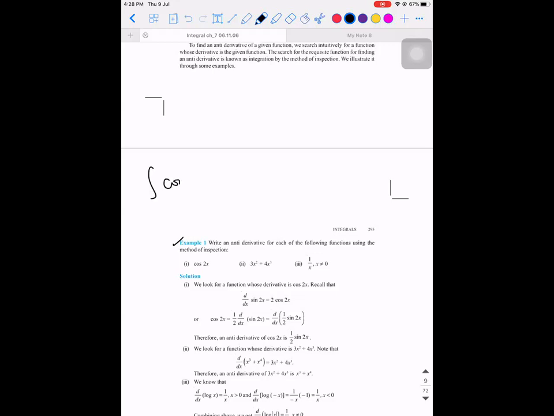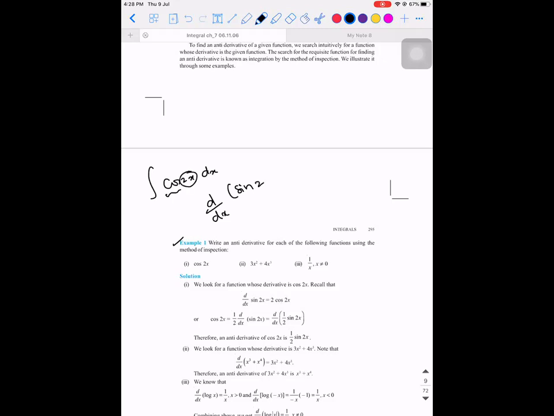They're asking what is the integral of cos 2x with respect to x. Now, when I say method of inspection, what are you supposed to think? The derivative of which function is cos? Sine. So we know that the derivative of sine is cos. But what is the angle here?